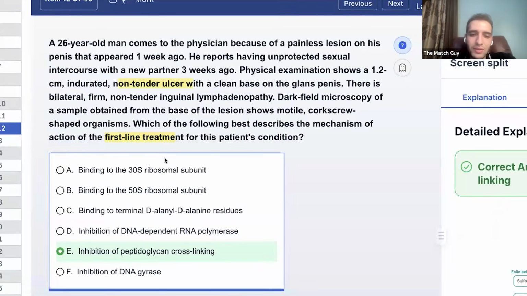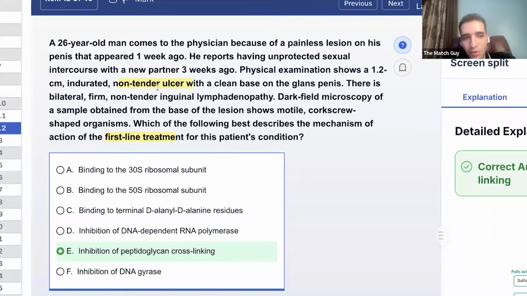Because do you know what they can do in this question? They can tell you he has allergy to penicillin. So now you will use doxycycline, which inhibits 30S. I'm just trying to show you how I answer questions fast and how important pattern recognition is. I just know non-tender ulcer is syphilis. I know it's penicillin, and I know what tricks they can ask about. I know they can ask about, oh, they have penicillin allergy. So the answer will be 30S, which is doxycycline. That's the second line treatment for syphilis.